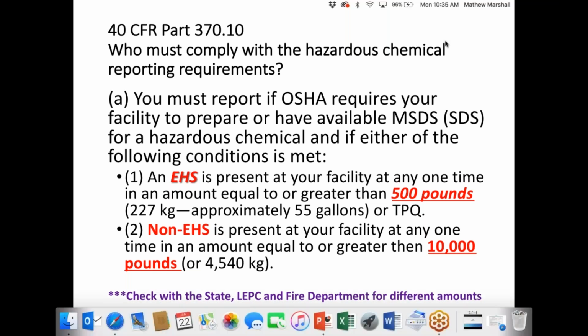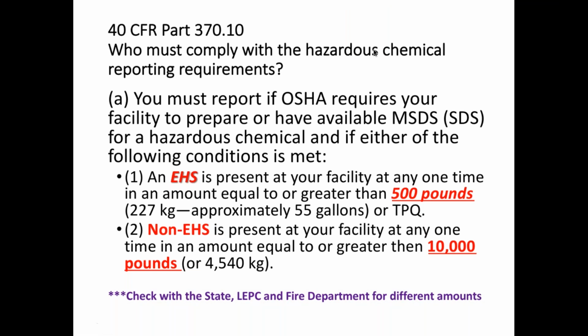Okay, 40 CFR 370.10. Who must comply? You must report if OSHA requires your facility to prepare or have available the SDS for a hazardous chemical, and if either of the following conditions are met. Okay, and that is if you have an EHS chemical at your facility at any one time in the amount equal to or greater than 500 pounds, which is approximately 55 gallons, or the threshold planning quantity, whichever is least. This is for a Tier 2 report. So if you have 500 pounds or the threshold planning quantity of an EHS, an extremely hazardous substance, and you can find the EHS chemicals on the EPA's list of lists.